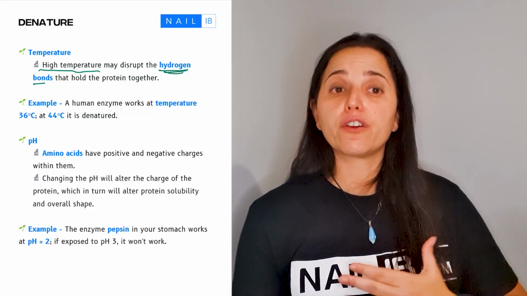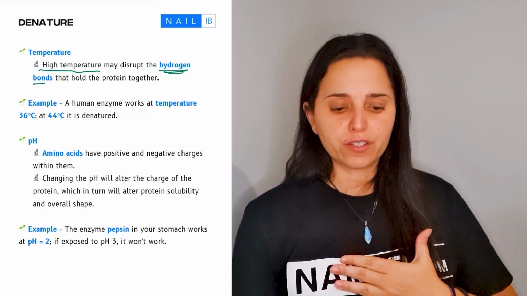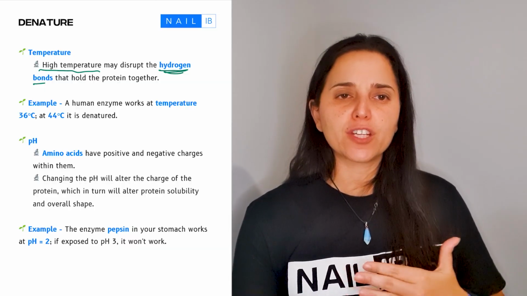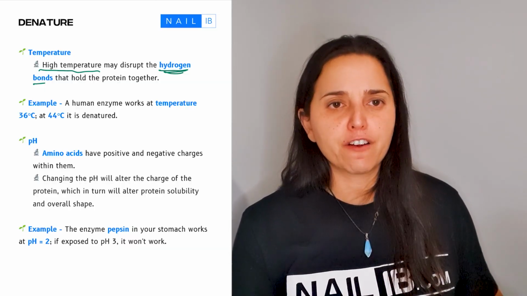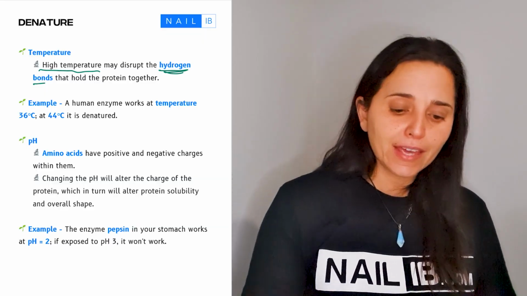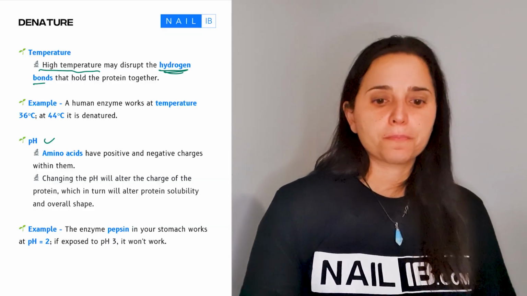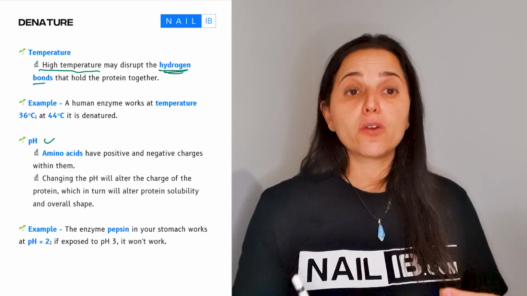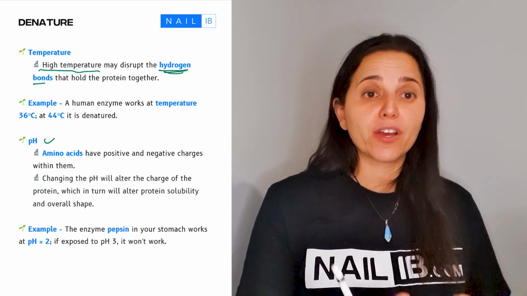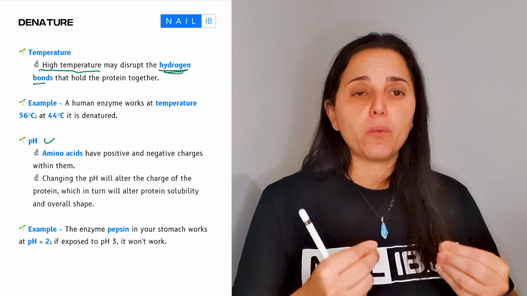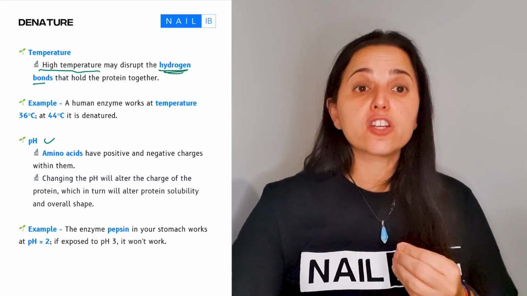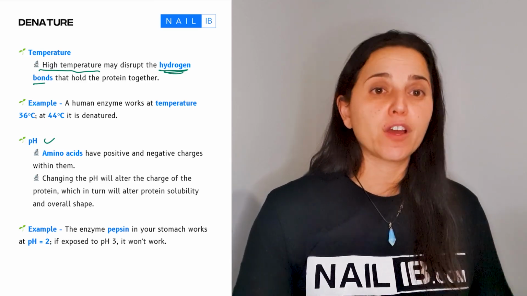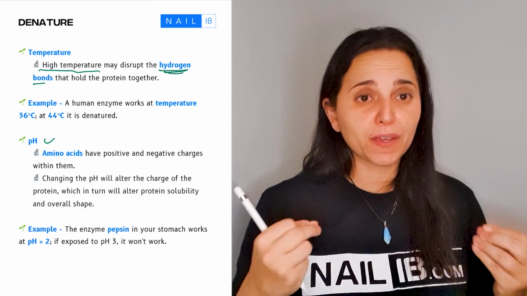This is why, for instance, our body temperature is around 36, right? If we get to a temperature of 44, which is a high temperature, that means all our enzymes are not functioning. This is why we die. Then the second one is the pH. The pH can also affect amino acids because amino acids have charges. Believe it or not, amino acids can be positive or negative. But when they're exposed to the wrong pH, the charges change. Whatever was positive becomes negative, whatever was negative becomes positive, all because they were exposed to the wrong pH.